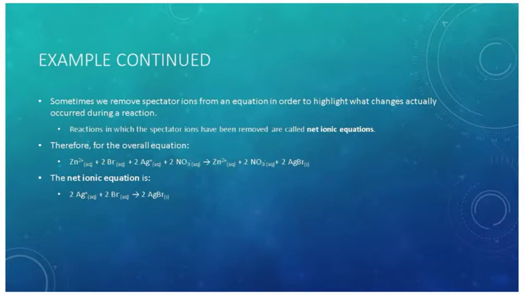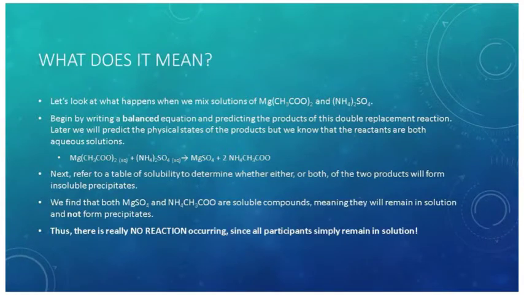So therefore, in our overall reaction, we're going to figure out which two ions are the same on both sides. The zinc is the same and the NO3 is the same. So those both get removed and we end up with our net ionic reaction. Well, what does this mean? Let's look at what happens when we mix a solution of Mg(CH3COO)2 and (NH4)2SO4. Begin by writing a balanced equation predicting the products of the double replacement reaction.